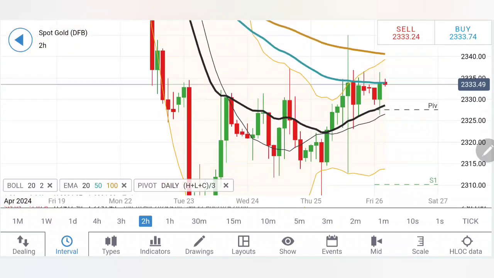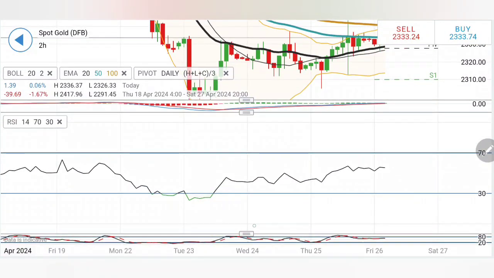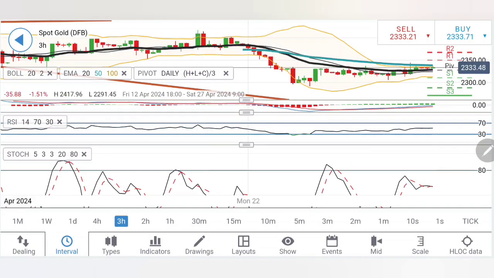Also on the downside, you can see the support levels towards 2324-25 are very strong. These were the resistance yesterday. Now today it is going to act as the support. MACD is in green, RSI is almost flat, stochastic is also almost flat.